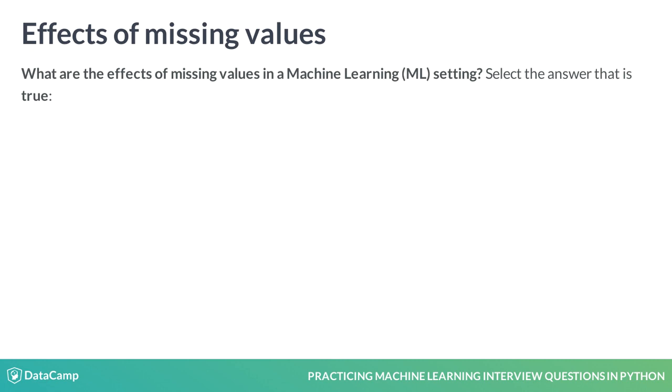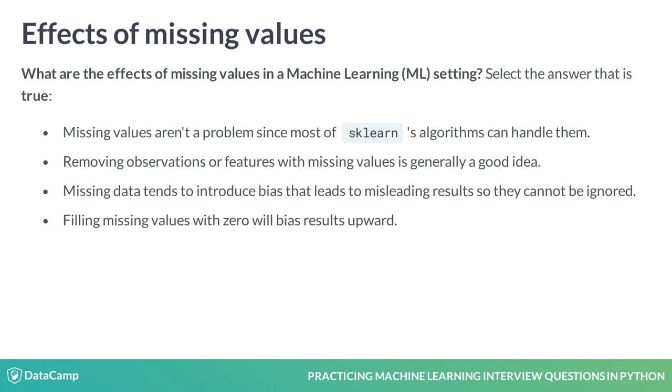Before we move on to the exercises, here is a multiple choice question for you. What are the effects of missing values in a machine learning setting? If the answer is not immediately apparent, pause this video to read through the possible answers and give yourself a moment to think about it. If you still aren't sure, consider re-watching the video lesson up to this point before revealing the answer in the next slide.